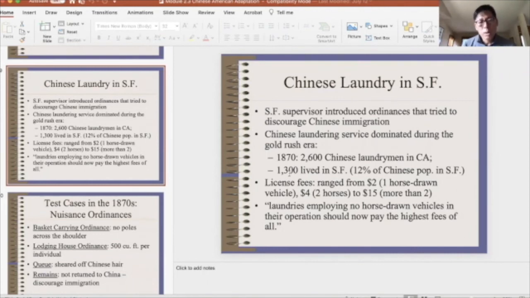And one of the local ordinances that the Chinese laundry persons encountered was a license fee that ranged from $2 for one horse-drawn vehicle and $4 for two horses and $15 for more than two horses, right? Which makes logical sense. So if your business is big and booming, where it requires more horses to carry your laundry, you will be expected to pay higher license fees. But it also stipulated something counterintuitive. It said that the laundries employing no horse-drawn vehicles in their operation should pay the highest fees of all.